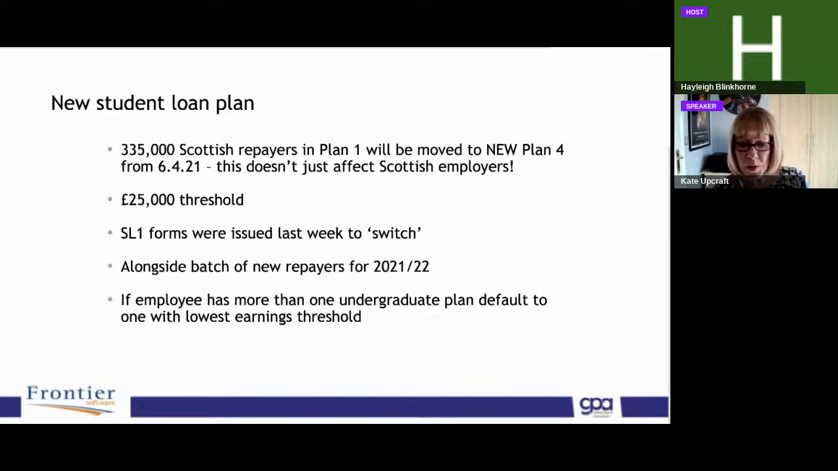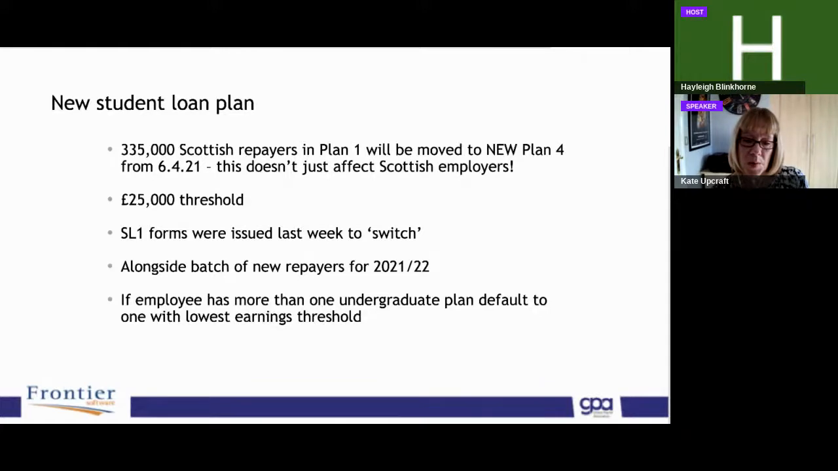It means though we've got 3 different undergraduate student loan plans now, and as we can only operate one of them at a time in the payroll, we always have to have this default rule of if the individual indicates they have more than one plan, we always set up in the payroll the one that has the lowest earnings threshold for the year, which sometimes, but not always, will be Plan 1. It really depends what the combination of plan types is.